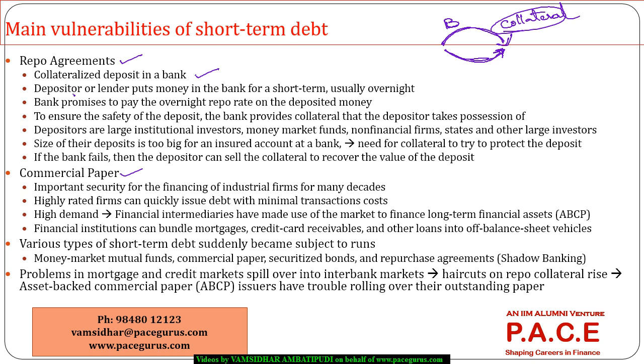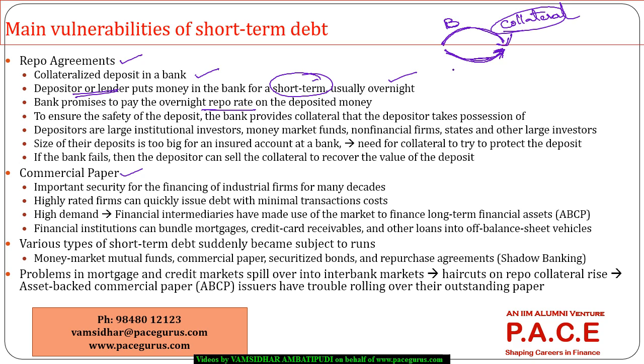So the depositor or the lender puts money in the bank for a short term. The depositor is actually lending to the bank for a very short term, generally overnight. And the bank is promising that the overnight rate will be paid back to the depositor. On whatever the deposited money, the overnight repo rate would be paid.